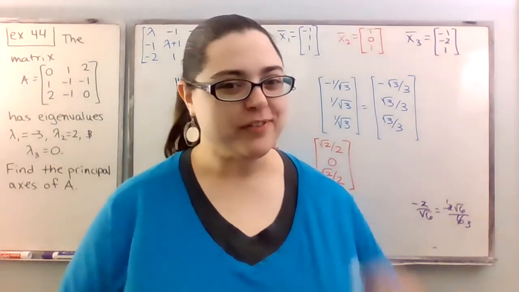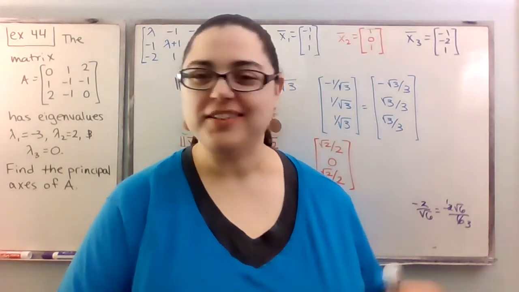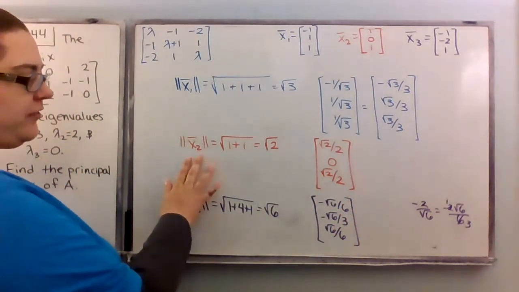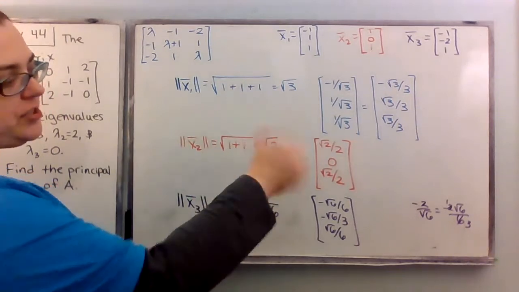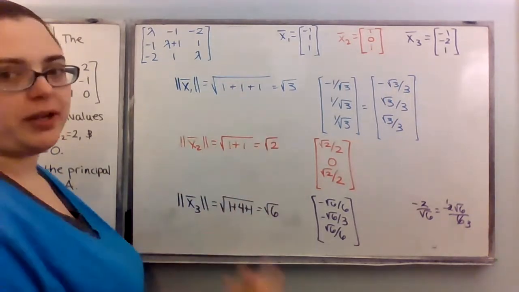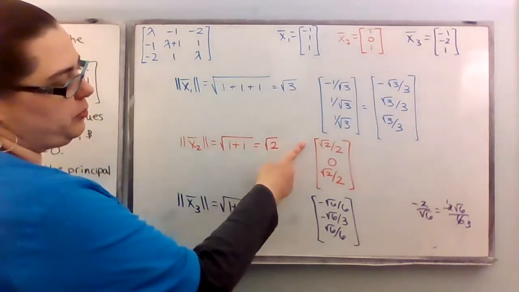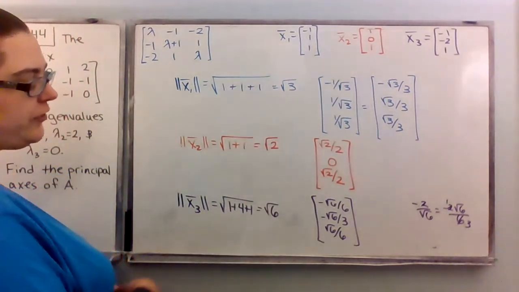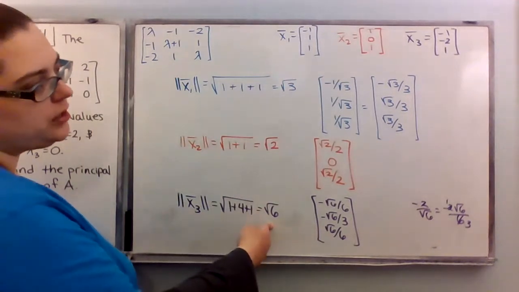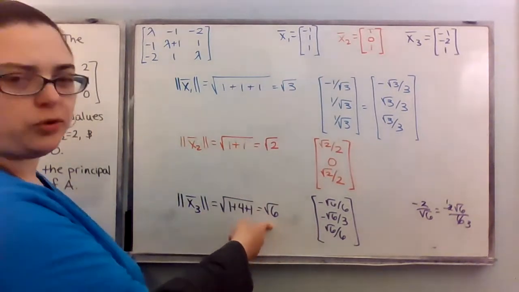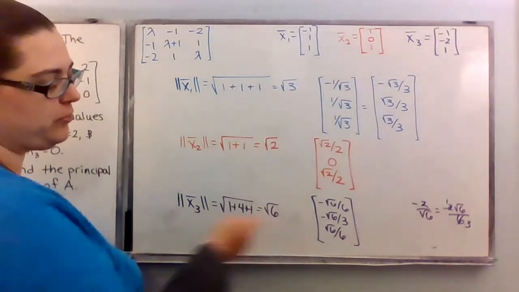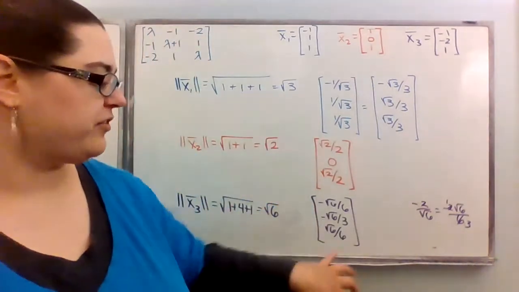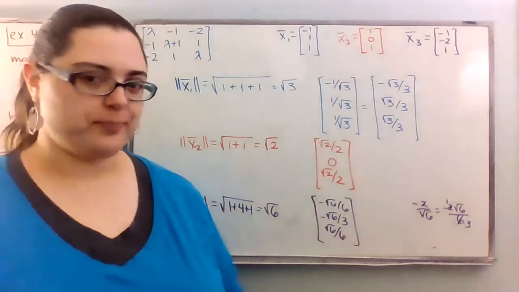So how did we do? Did we find our orthonormal eigenvectors? Let's see. So my norm for my second vector was root 2. So I just divided by root 2 or multiplied by root 2 over 2 and ended up with root 2 over 2, 0, root 2 over 2. And then for my third eigenvector, it had a norm of root 6. So I divided everything by root 6. Here you can see me rationalizing the denominator to get some simplified action in our second term.